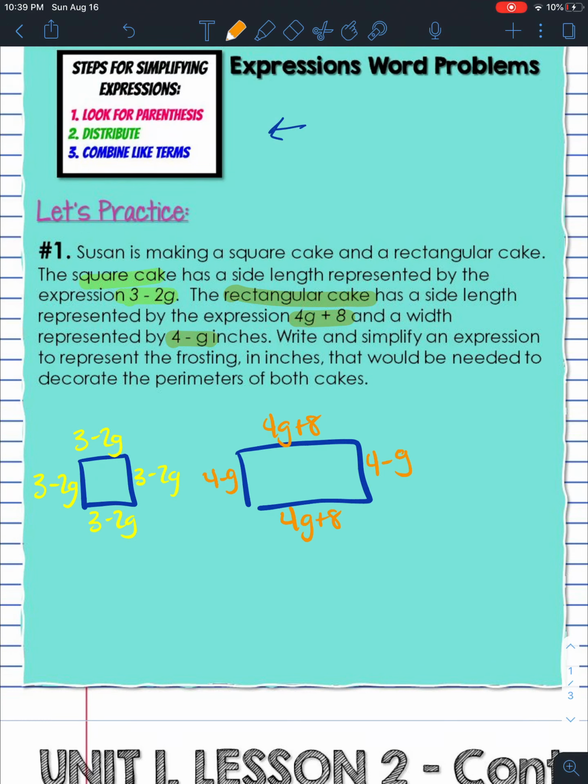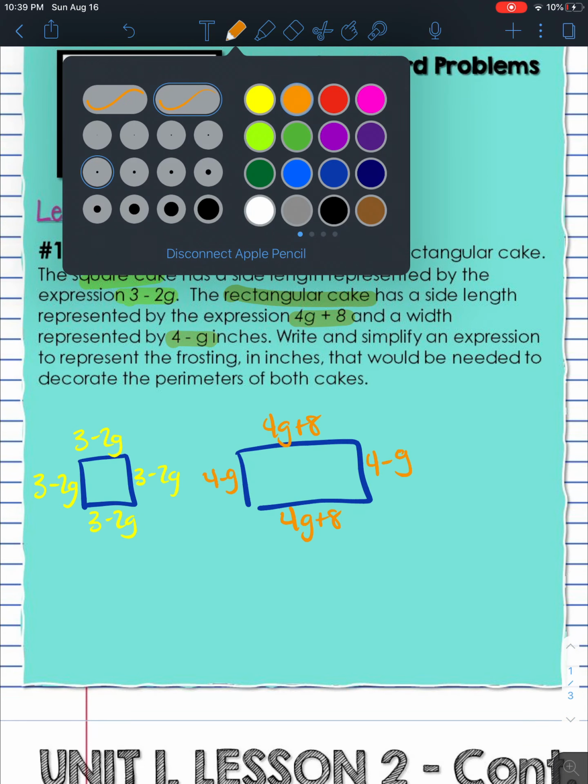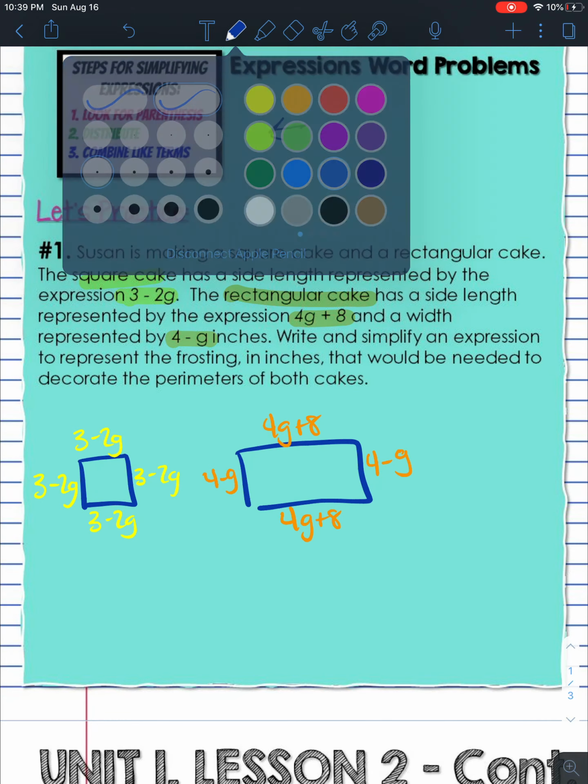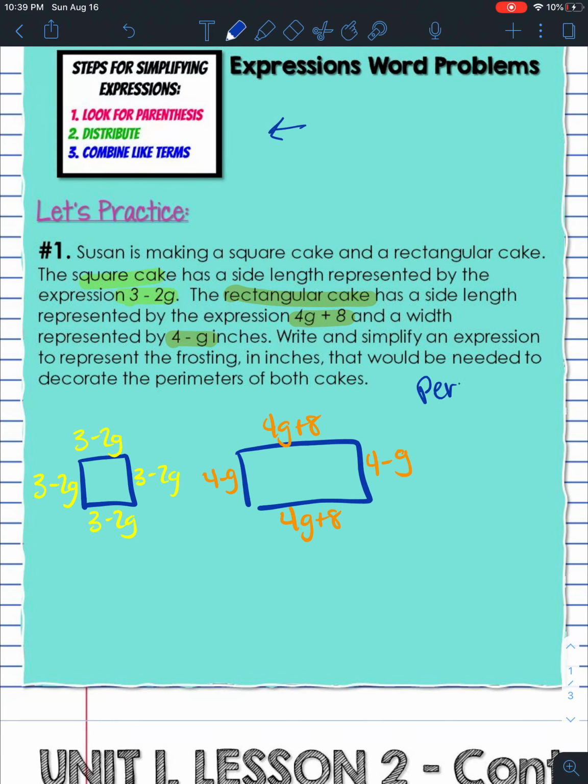Write and simplify an expression to represent the frosting in inches that would be needed to decorate the perimeter of both cakes. So what I'm trying to do here is find the perimeter of both the cakes. So I'm going to put icing around just the outside part of it. Okay? So perimeter, let me change to a different color here, means I'm adding all the sides.